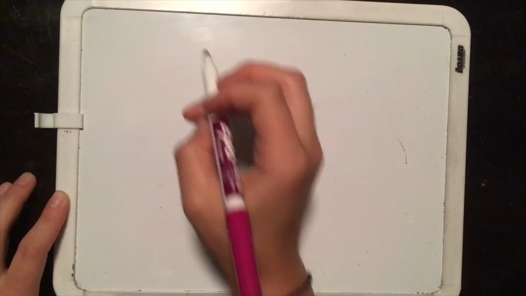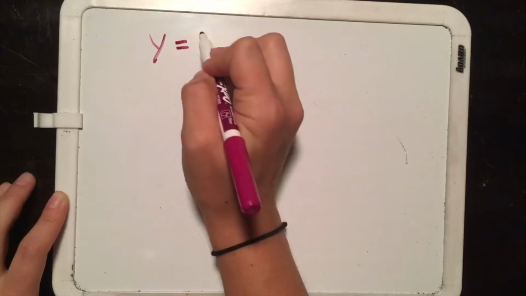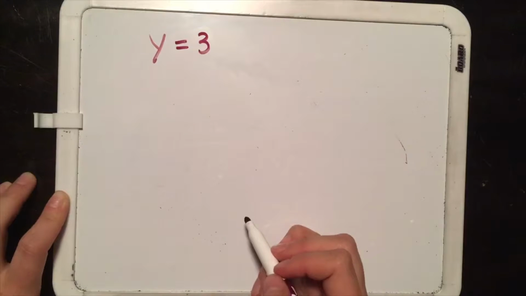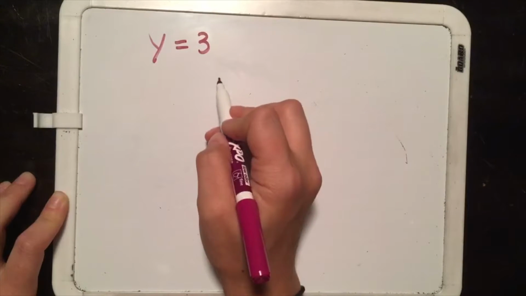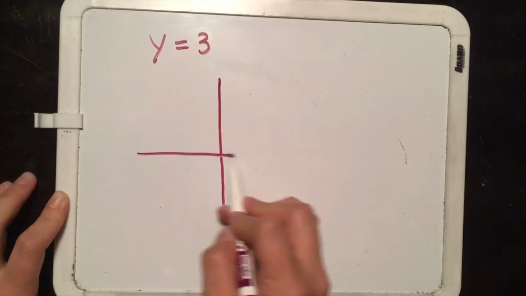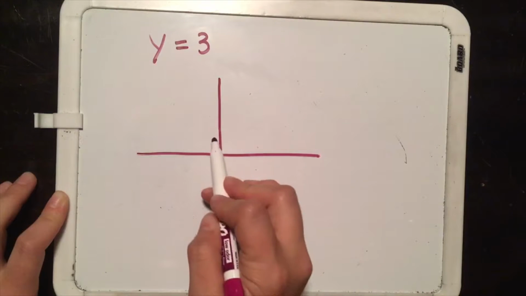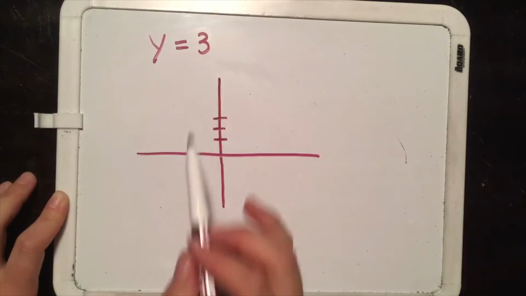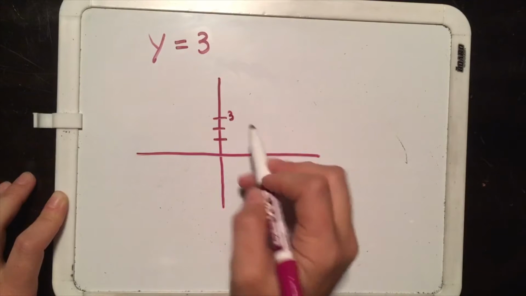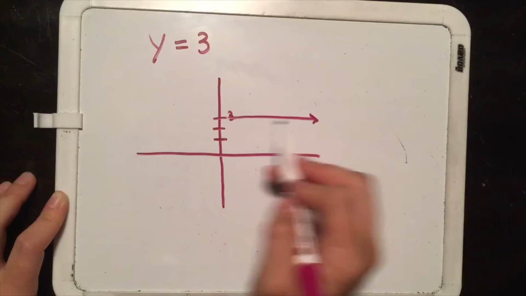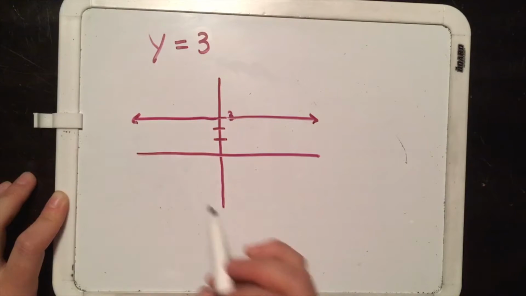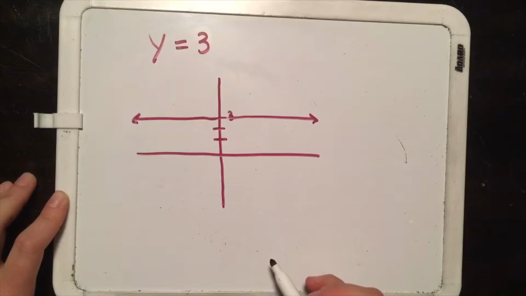Here's a simple example. y equals 3. We want to find the range of this function. When you have y equal to a constant, it's just a horizontal line at that constant value, which is 3. So I'm going to draw this horizontal line on the coordinate plane, and that's our function.